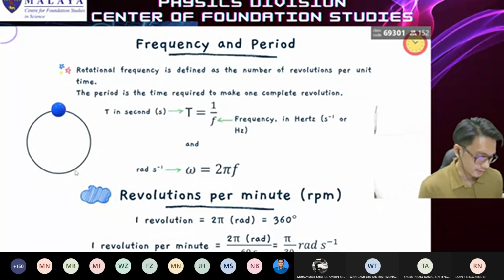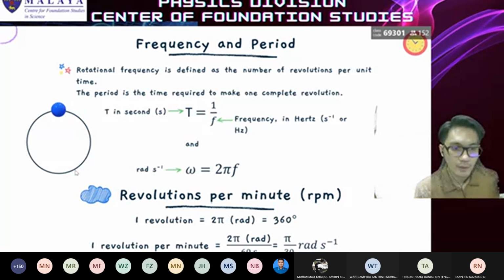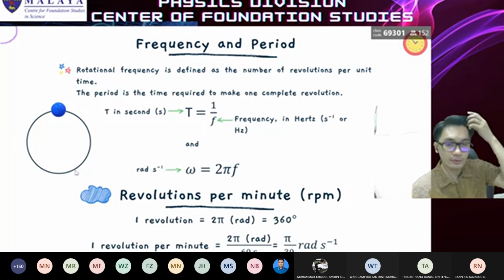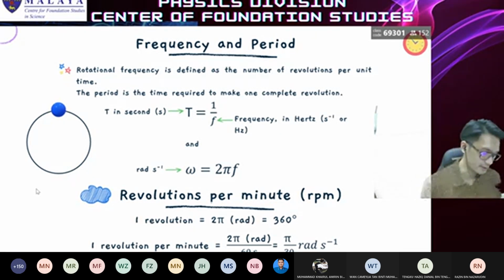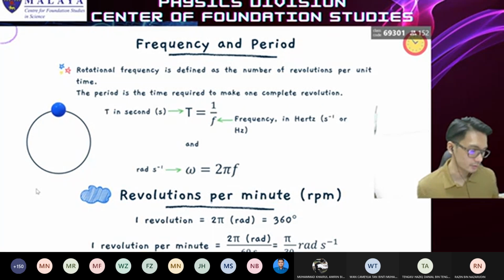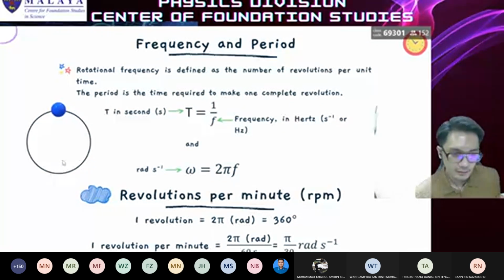Alright, now revolution per minute. Okay, what is revolution per minute? So one revolution, we know that one turn is equal to 360 degree. And then 360 degree we convert into radian, which is equal to 2 pi radian. Okay, and then one revolution per minute, we know that 2 pi radian, we divide by 1 minute, or we divide by 60 second. So one revolution per minute is equal to pi over 30 radian per second.